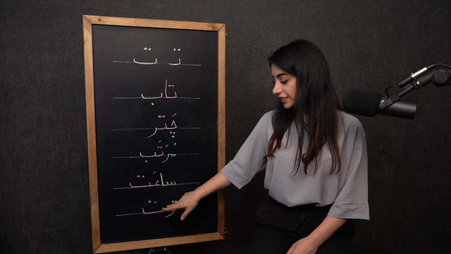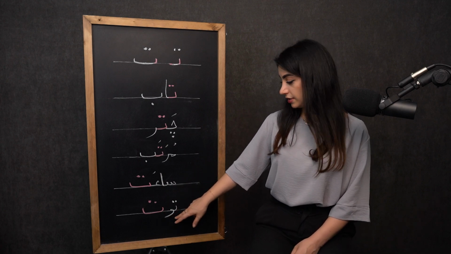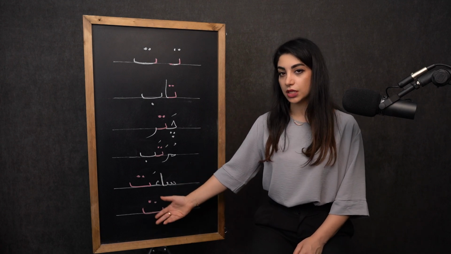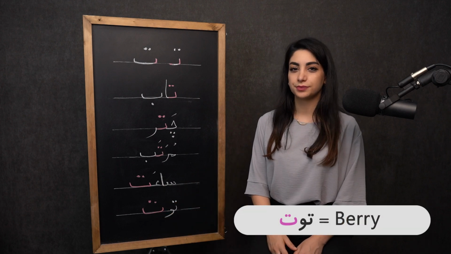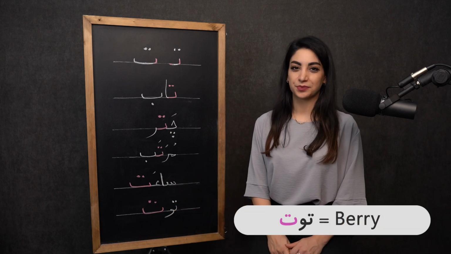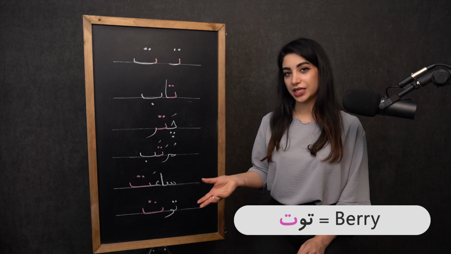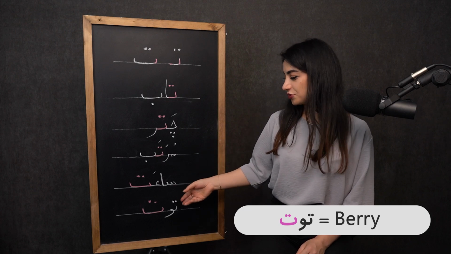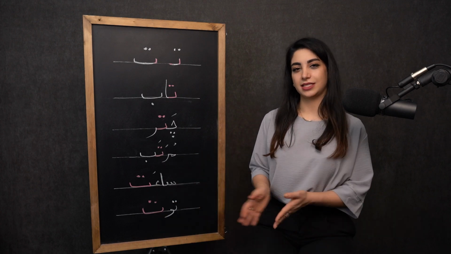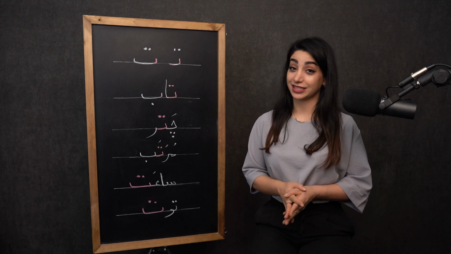And here it doesn't attach because of ve here. It doesn't want to, so it comes alone. Toot. Toot is the same as berry in English. Toot, berry. Easy, huh? Let's see what we have for practice.